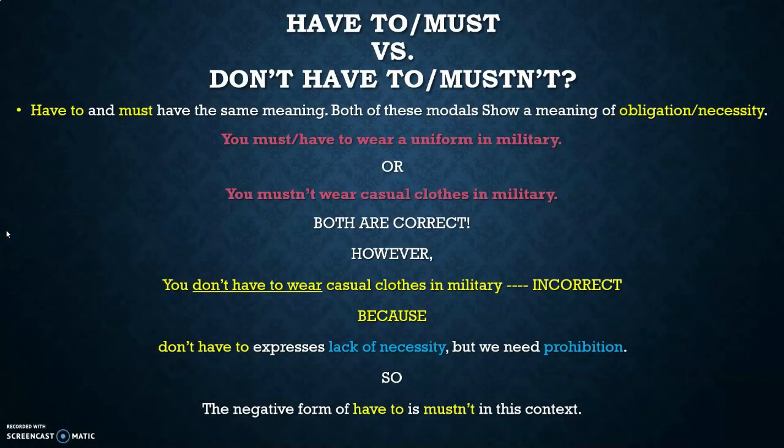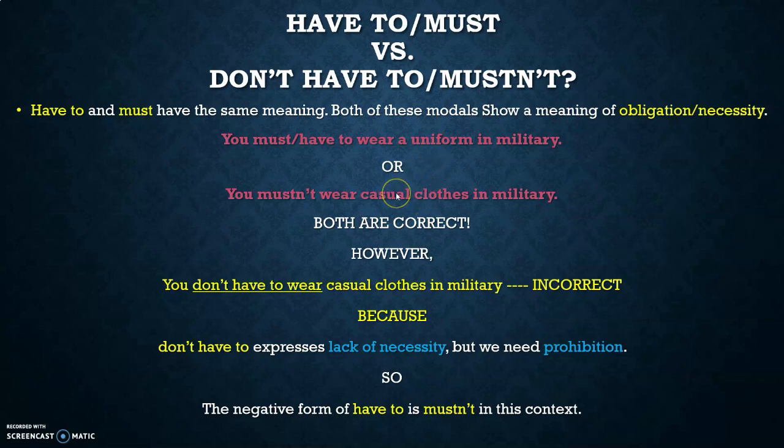Now we will talk about a grammar point that students are generally confused about. As we discussed earlier, have to and must have the same meaning. You must or have to wear a uniform in the military. I can paraphrase this sentence without changing the meaning with the negative form of must and have to, which is mustn't. You mustn't wear casual clothes in the military. Both of these sentences are correct and give the same meaning.